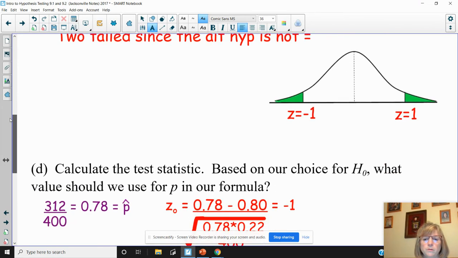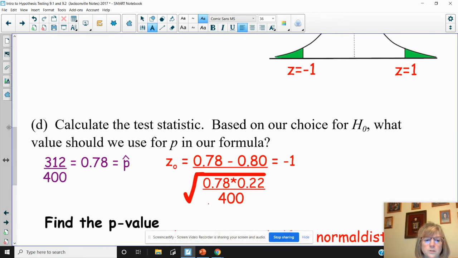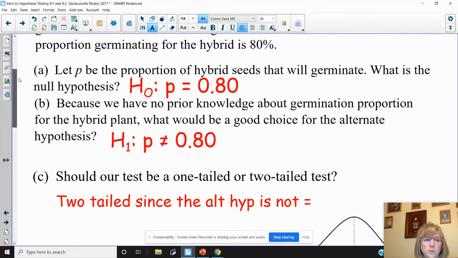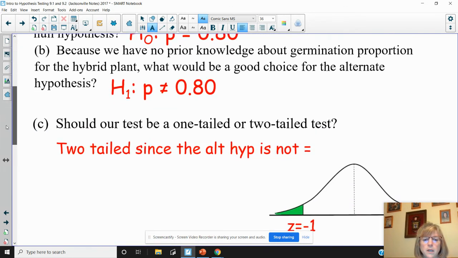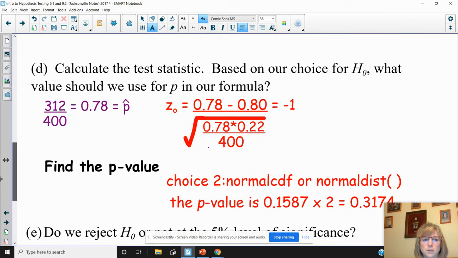Now, what we have to do to figure out our z-score is to use that formula that we started off with, and our formula uses a p-hat value. That value was not given to us in the problem. What we were given in the problem was that 312 out of 400 seeds germinated. So we have to calculate our own sample proportion, our own p-hat value, and that turns out to be 0.78. So our z-score, our observed value, turns out to be -1.